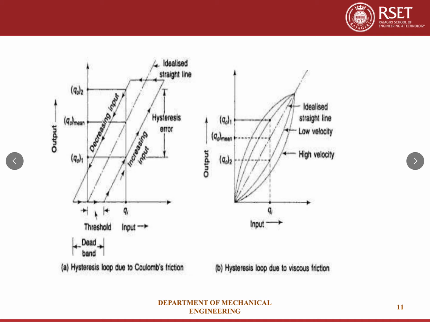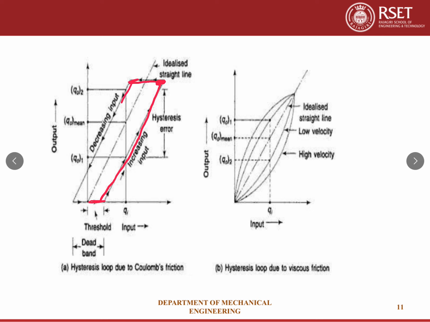Here we can see the input-output relationship: input 0, output 0. We are increasing the input, the quantity or flow rate. Up to a certain limit there is no output. This is the threshold, the minimum value up to which there is no noticeable output. After the threshold, it keeps on increasing. This is the increasing range. Here we reach the maximum output.